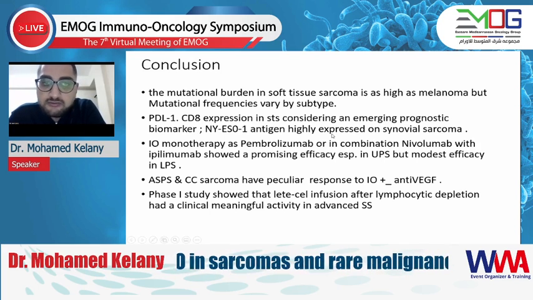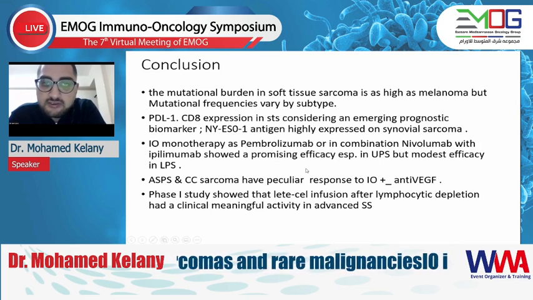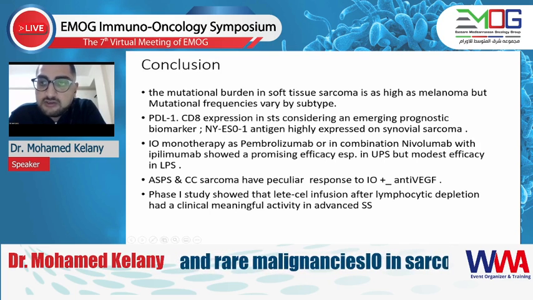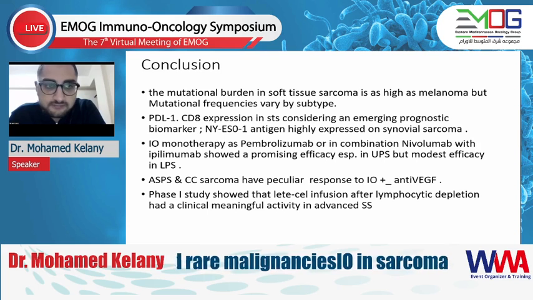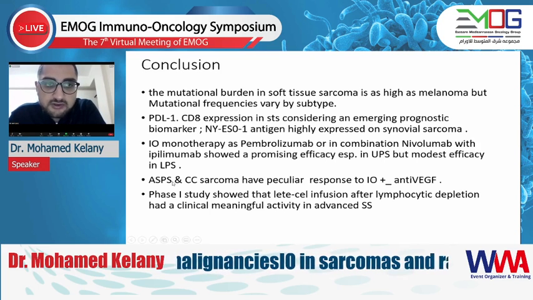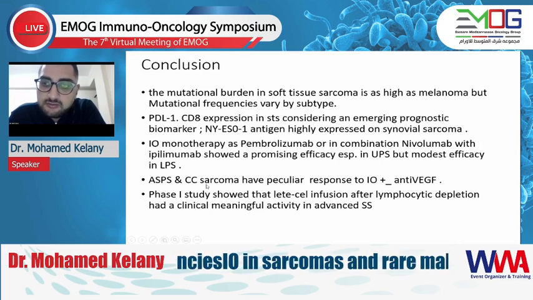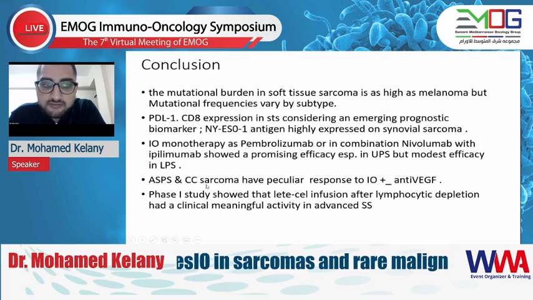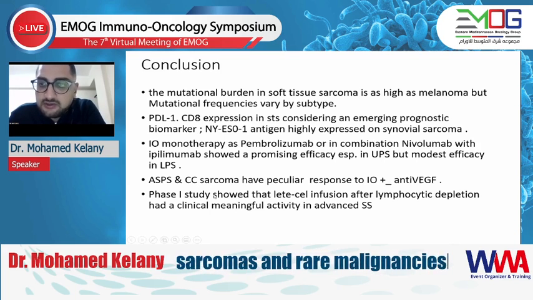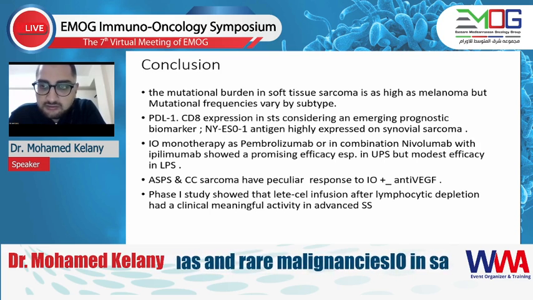IO immunotherapy in the form of pembrolizumab or in combination, Nivo plus Evo, has promising efficacy, especially in undifferentiated pleomorphic sarcoma, and modest efficacy in leiomyosarcoma. Epithelioid sarcoma subtypes, the alveolar soft part sarcoma and the clear cell sarcoma, give a response to immunotherapy plus or minus anti-VEGF. In a phase 1 study, we used cell infusion with lymphocyte depletion, giving clinically meaningful activity against synovial sarcoma.